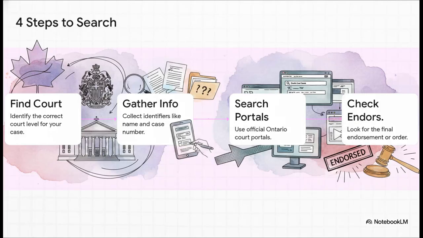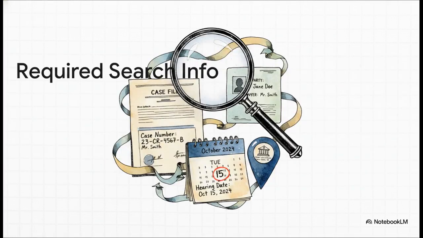To actually find a case without pulling your hair out, you're going to follow a strict four-step process. Identify the court, gather your exact identifiers, search the official portals, and finally, check for the endorsement. Gather this specific info before you start: the full name, case number, court location, hearing date, and the lawyer if there is one. This exact data is crucial because it massively reduces false positives, saving you tons of time.